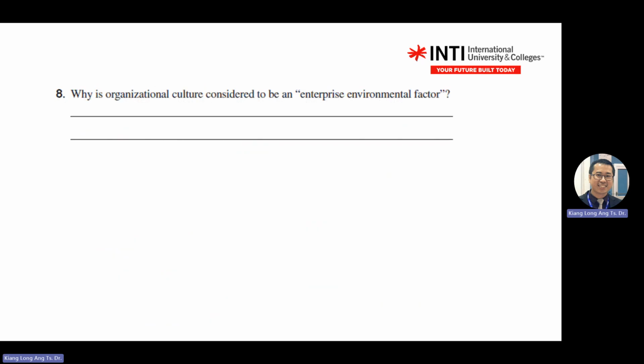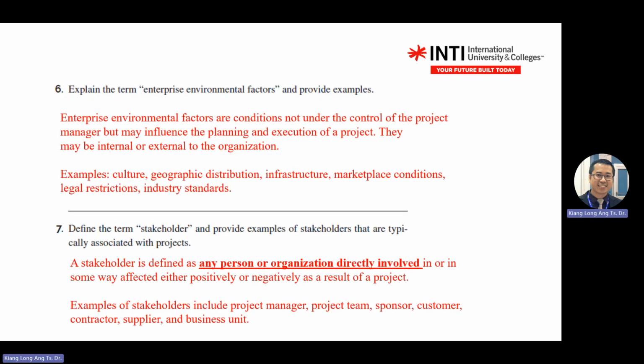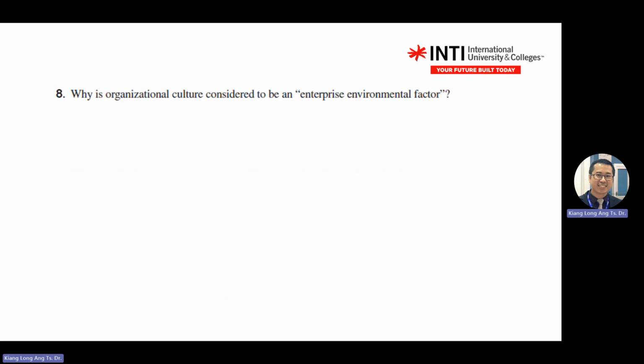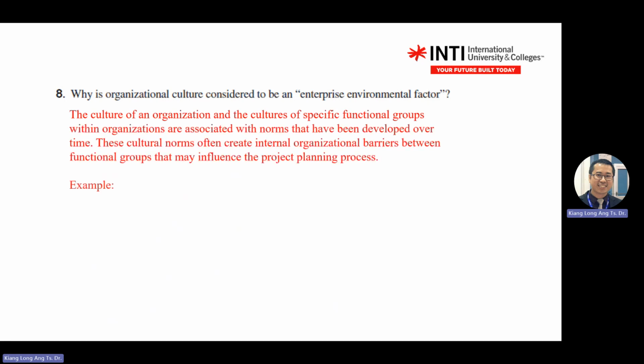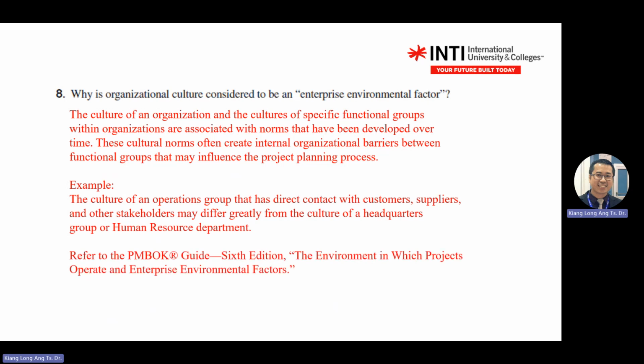Okay. Number 8, why is organization culture considered to be an enterprise environment factor? This one extends from question 6. This one you read. Again, refer to the PM book guide that's available in the Canvas. Don't only read before the test or final exam. When you have time, go and read, because it's 360-something pages.